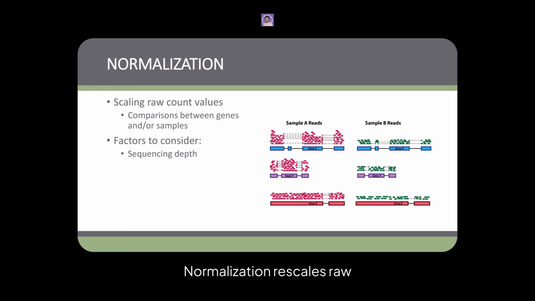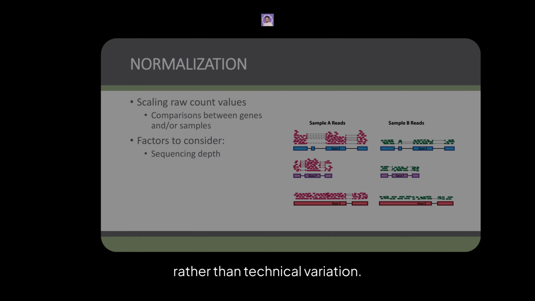Normalization rescales raw counts so we can compare genes and samples fairly. A key factor is sequencing depth. Samples with more reads will naturally have higher counts. By adjusting for depth, we ensure that observed differences reflect biology rather than technical variation.